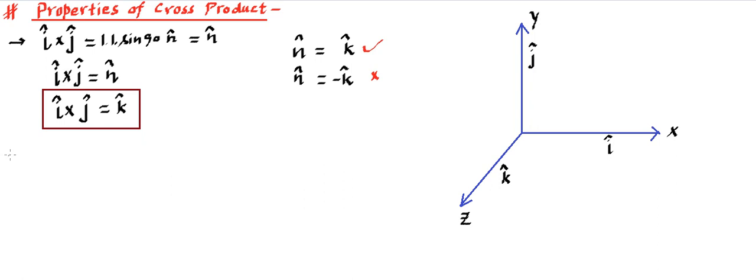Like next, if I am interested in finding out, let's say, j cap cross k cap. So can you find out what this direction is going to be, j cap cross k cap? It has to be perpendicular to j, perpendicular to k, that means it must be in the direction of i cap or minus i cap. Then you use the right hand rule.